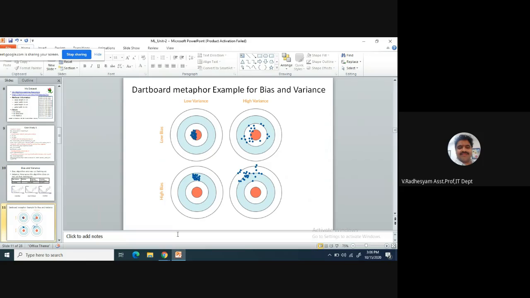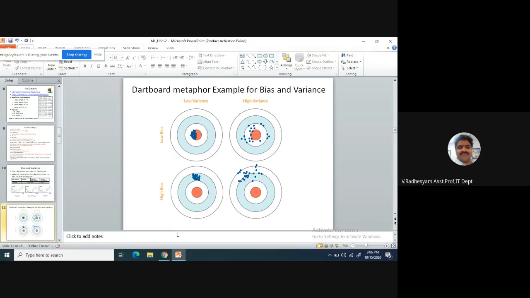The same can be represented in a metaphor example. This is a standard example in machine learning. It may be asked in the examination: what is the best example to describe bias and variance, low bias, low variance, high bias and high variance. The first one is the correct one. Low bias, low variance. That means you are able to shoot at the correct point whatever you require. High bias means what? You are able to shoot, but not at a particular point.